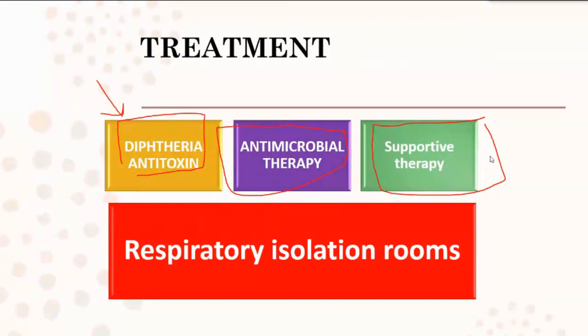Do you know other antibiotics for diphtheria? Erythromycin, if the patient is allergic to penicillin, yes. The drug of choice is penicillin. If the patient is allergic to penicillin, you may give erythromycin, whether oral or IV. Rifampicin? No, not rifampicin. Usually it is penicillin, and if the patient is allergic, we give erythromycin.